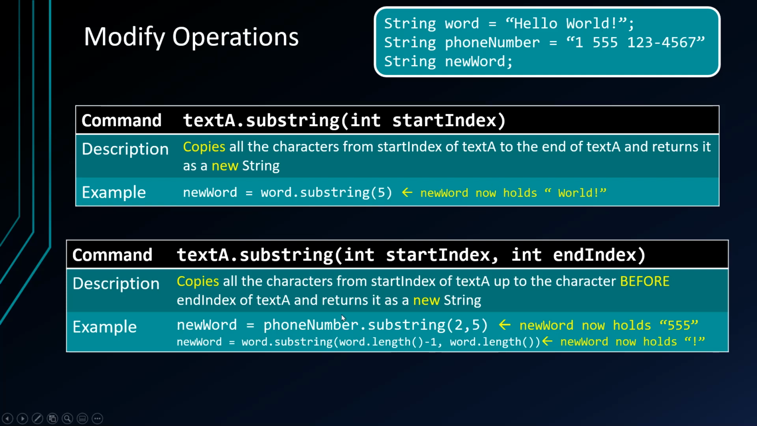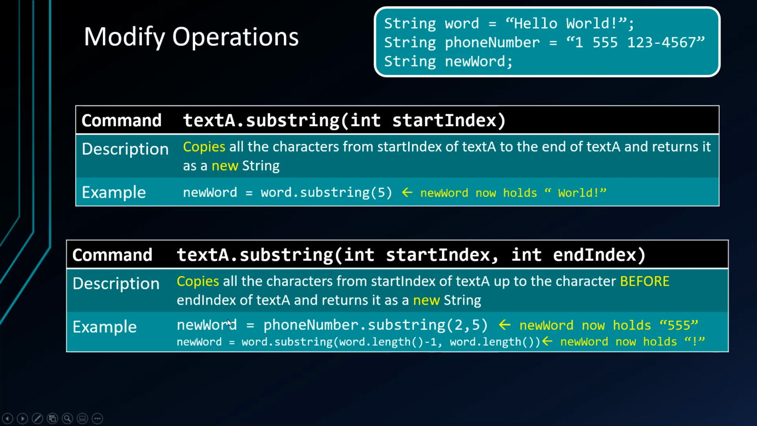So I'm going to say, give me phoneNumber.substring starting at index 2. So 0, 1, 2, the first 5. And go up to index 5, but not including. So 2, 3, 4. So we get 5, 5, 5. And that's what we get put back into our new word variable.